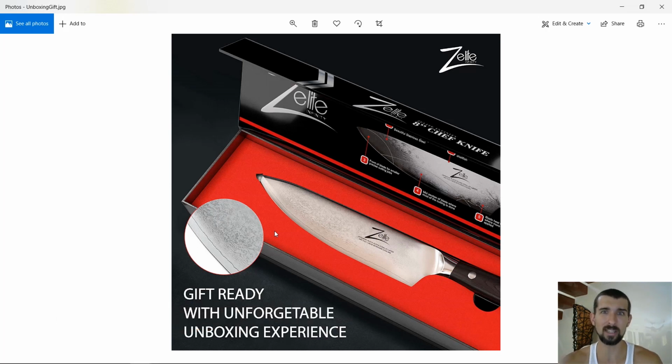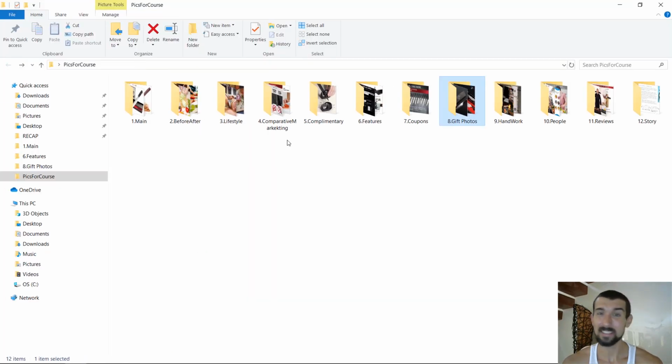Even though they know that the knife might be giftable, tell them that it is. Tick the right neurons in their brain that want to gift their friends. They're going to be thinking, wow, I'm going to gift Uncle David. So the gift photo is really strong.